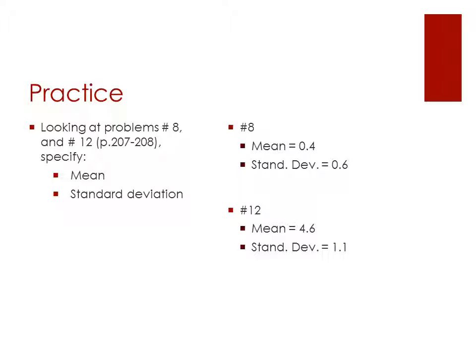Right, and you should have gotten a mean of 4.6 and a standard deviation of 1.1. So this concludes this tutorial. Next up, we have looking at practice work with discrete probability distributions. We have 2 practice problems. We're going to do practice problem 1 and practice problem 2.